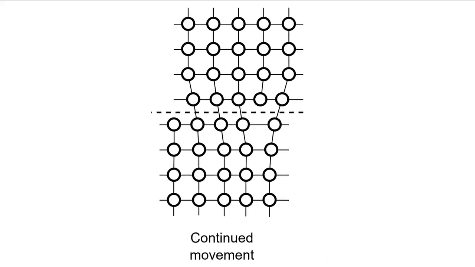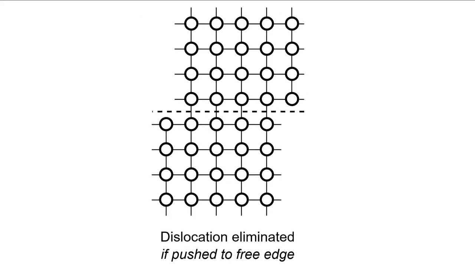If I keep pushing, the same thing happens again, with this extra half plane moving along. My dislocation continues to move. Finally, if I reach a free edge in 2 dimensions, or a surface in 3 dimensions with my half plane, then the dislocation is eliminated. But if it stays contained within the lattice, then we've just moved it around, so it may appear as depicted earlier.